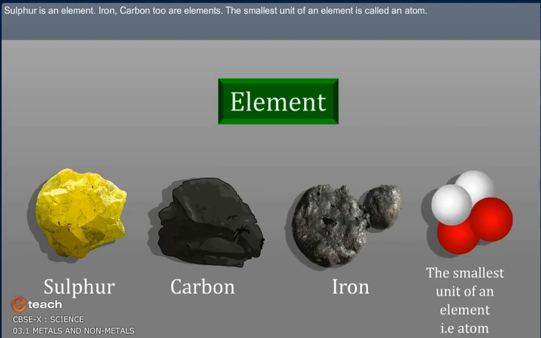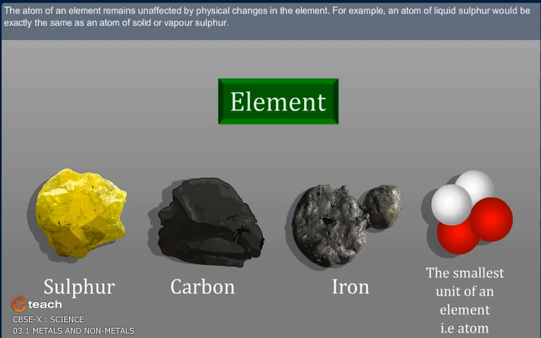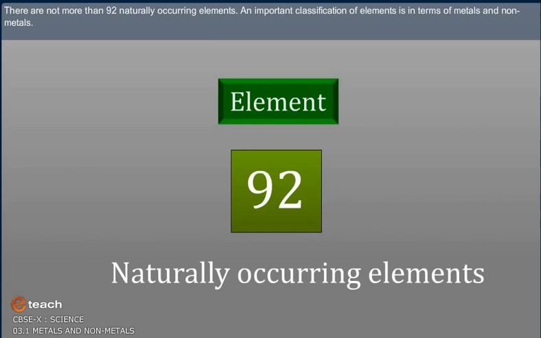The smallest unit of an element is an atom. The atom of an element remains unaffected by physical changes in the element. For example, an atom of liquid sulfur would be exactly the same as an atom of solid or vapor sulfur. There are no more than 92 naturally occurring elements.